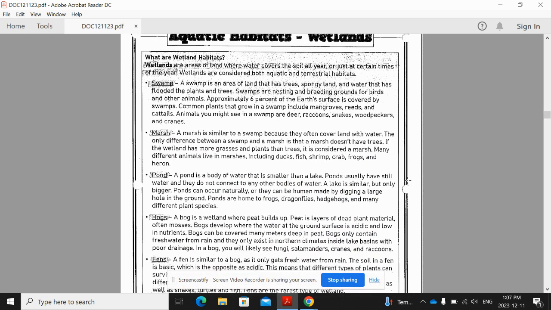Wetlands. What are wetland habitats? Wetlands are areas of land where water covers the soil all year, or just at certain times of the year. Wetlands are considered both aquatic and terrestrial habitats.